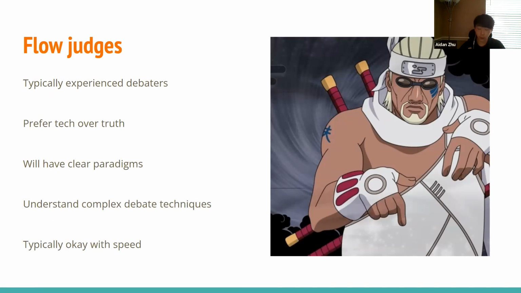These are typically your experienced debaters or your debate coaches. They're going to prefer tech over truth. What that means is they're going to prefer what happens in a round, whatever you say in a round, over what actually is true. For example, if one side comes up and says the sky is green, and they have a piece of evidence for that, and the other side does not refute that, then under the judge's interpretation, the sky is now green for the remainder of the round. And so they should make their decision based on the fact that the sky is green.